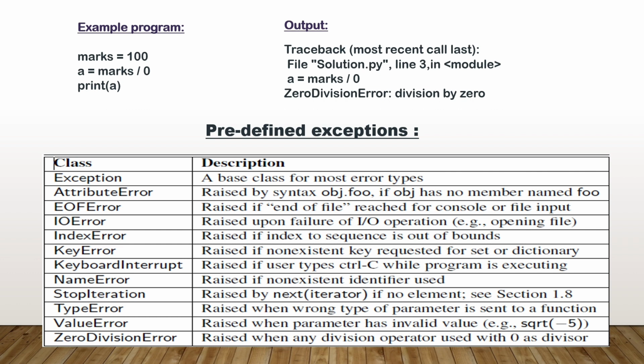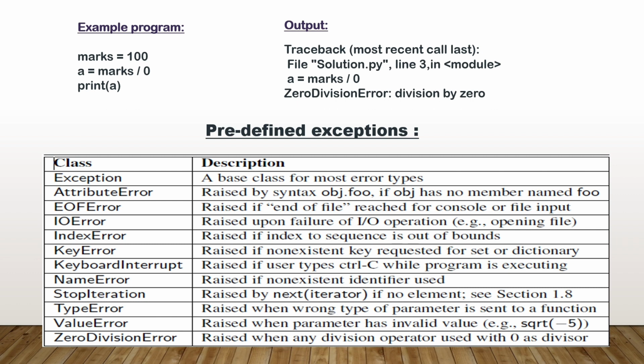Let us go through some predefined exceptions. In Python, there are some predefined exceptions that are already defined in the language itself. Exception, attribute error, EOF error, IO error, etc. are some of the predefined exceptions. Each has its own importance.